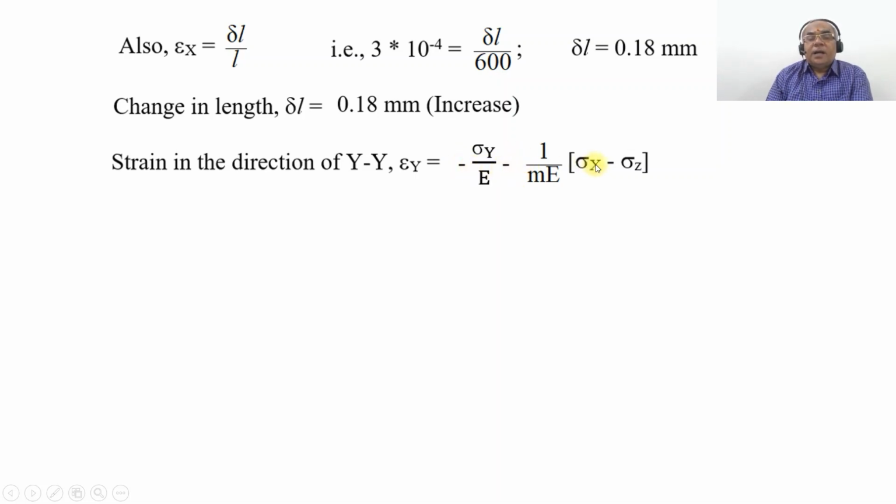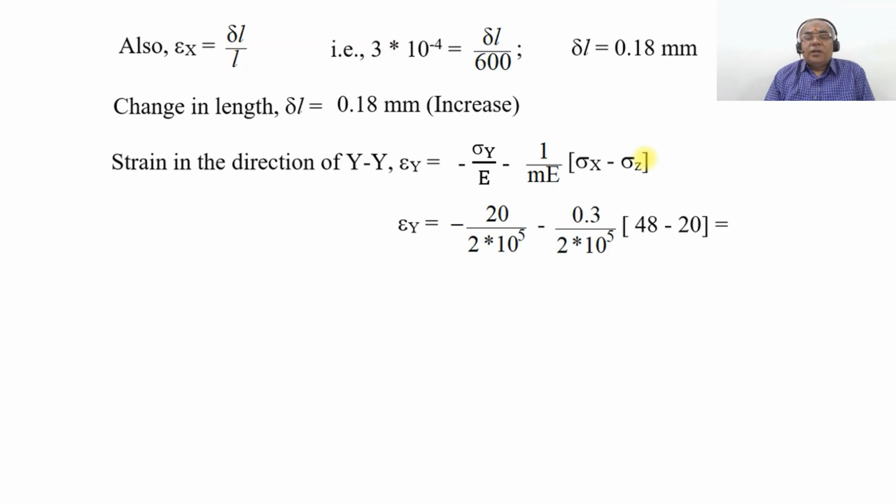But sigma x is again tensile, but the problem says it is in the negative direction, so the formula says it is negative. For y, the lateral directions will be x and z, so therefore you are getting negative here. Substituting the values of sigma y, sigma z, sigma x, E and 1 by m: sigma y will be minus 20 by 2 into 10 to the power of 5 minus 0.3 divided by 2 into 10 to the power of 5 into 48 minus 20. On simplification, you are going to get minus 1.42 into 10 to the power of minus 4.